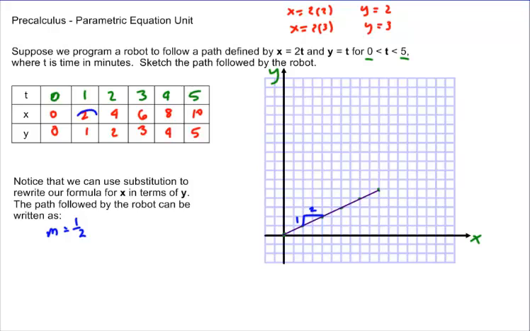And I've got a point that's on that line. So I could go y minus 1 equals 1/2 times x minus 2. This is a good answer. You don't need to go any further. But you can make mistakes.